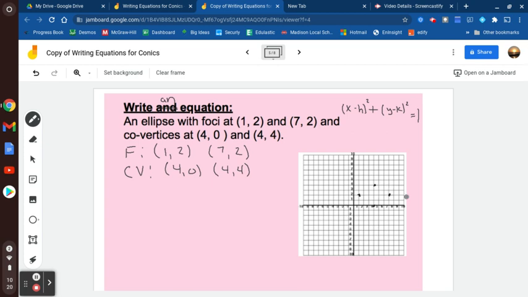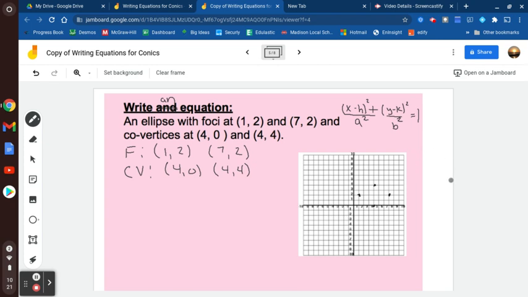If the vertices are along the X, or horizontal, if they're this way, then the A is going to go underneath the X. Thank you, Bailey, for trying to bail me out. And so that means it's this one. So I know that much.